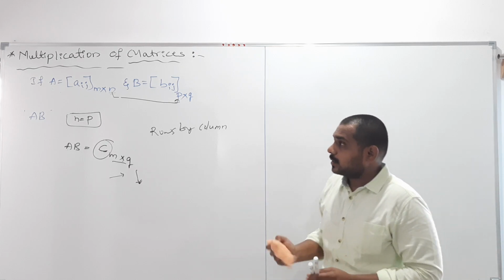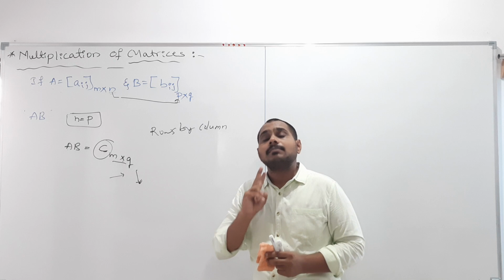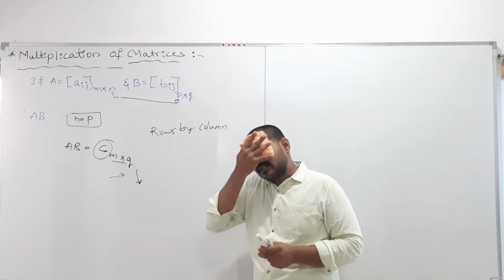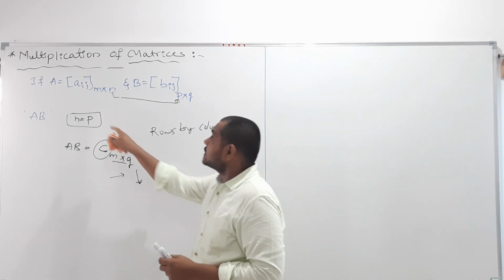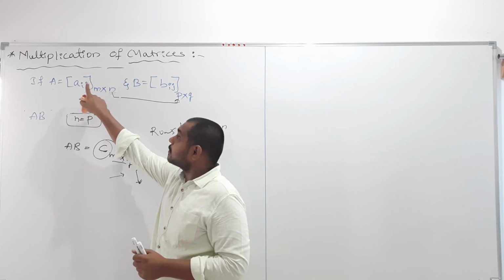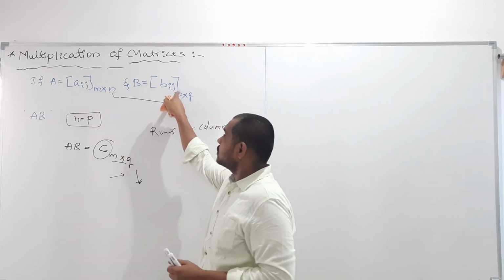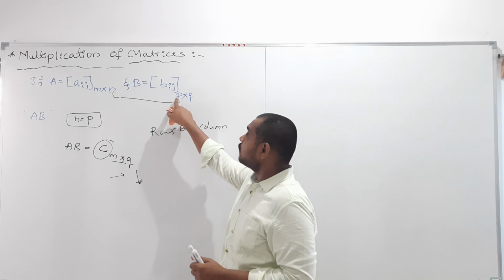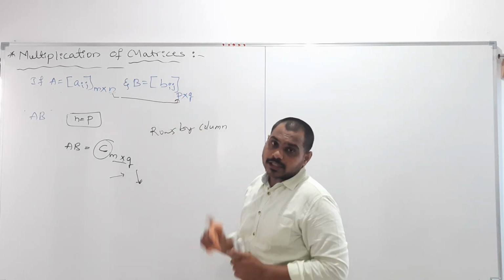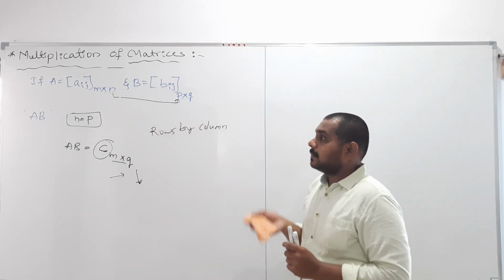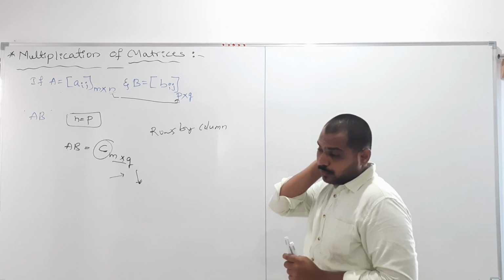So as of now, we understand that to multiply two matrices, the number of columns in this matrix must be equal to the number of rows in this matrix. Then only multiplication is done. Clear? I hope you understood.